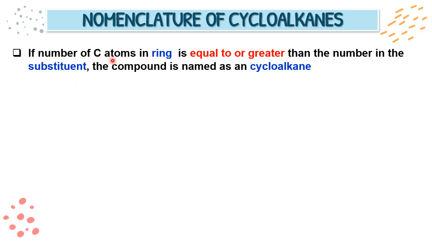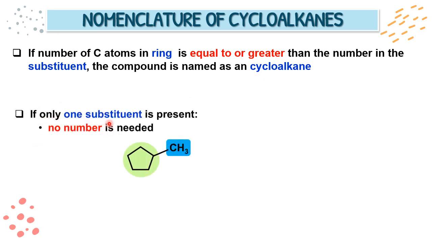If the number of carbon atoms in the ring is equal to or greater than the number in the substituent, the compound is named as cycloalkane. So for example, this one. If only one substituent is present, no number is needed. What does it mean? I have the cyclic structure over here and I have the substituent. Let's count the number. For the cyclic structure, we have here 1, 2, 3, 4 and 5. And then the substituent is only 1 carbon.